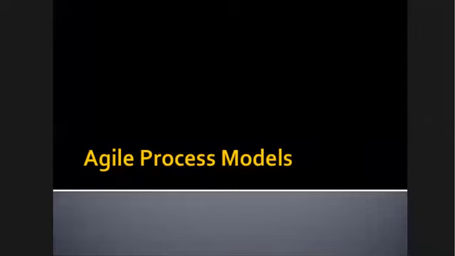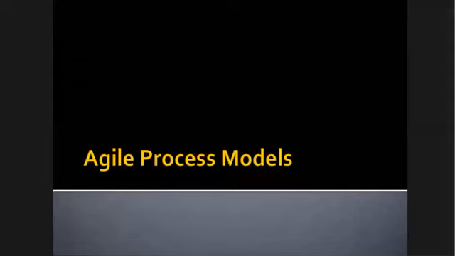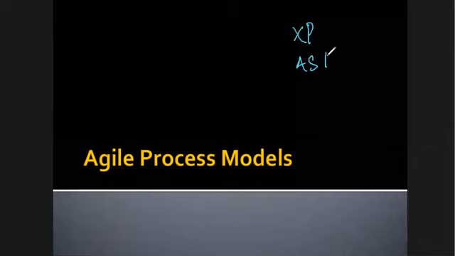In the previous class we studied a few models. The two models that we studied were extreme programming and adaptive software development. Now there are a total of 7 models within the agile process models. We are going to study the remaining models today.